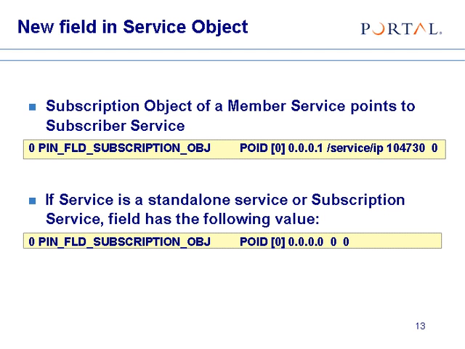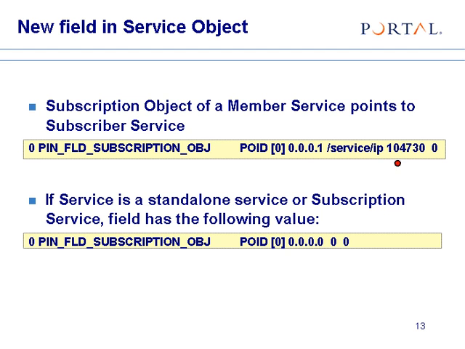So looking at the service object, we want to show you what has changed. It's kind of interesting that such a small change can make such a big change in terms of the concept of the whole service group. All you do is we have one new field called the pin field subscription object.